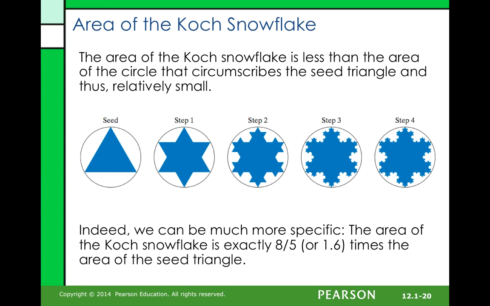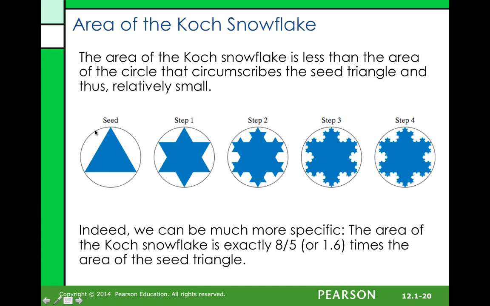So the area of the snowflake is less than the area of the circle that circumscribes the seed triangle. So just draw a circle around the original triangle. Every subsequent step will stay inside that circle. So the area of the Koch snowflake is exactly 8/5 times the area of the seed triangle. So don't worry about this 8/5, but just notice that, look, I know what the area of a circle is. So whatever the area of the circle is, that's bigger than the area of the snowflake. So, and this circle is not very big.